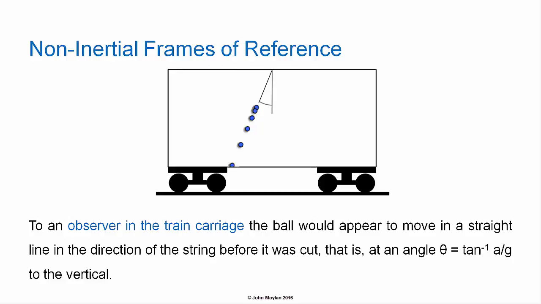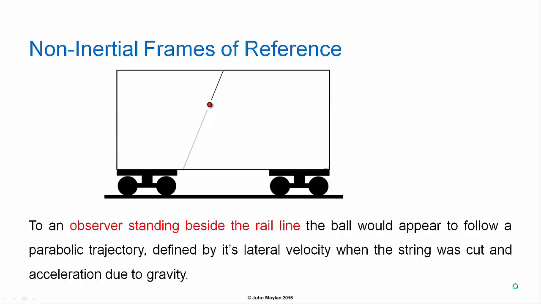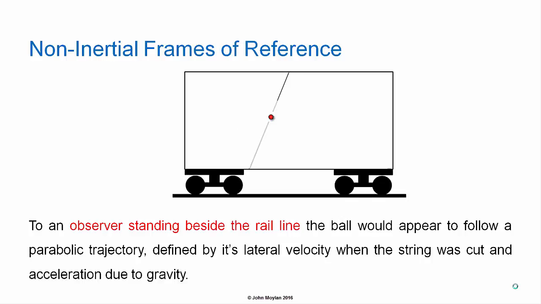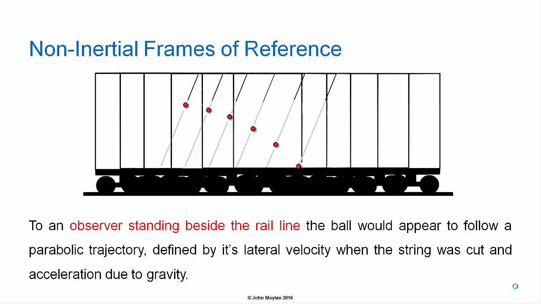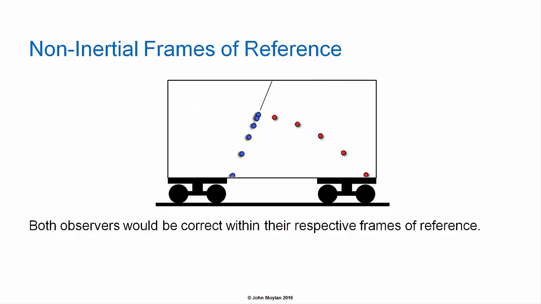To an observer in the train carriage, the ball would appear to move in a straight line in the direction of the string before it was cut. That is, at an angle theta equals tan^-1(a/g), where a is acceleration and g is acceleration due to gravity, to the vertical. To an observer standing beside the rail line, the ball would appear to follow a parabolic trajectory, defined by its lateral velocity when the string was cut and acceleration due to gravity. Both observers would be correct within their respective frames of reference.